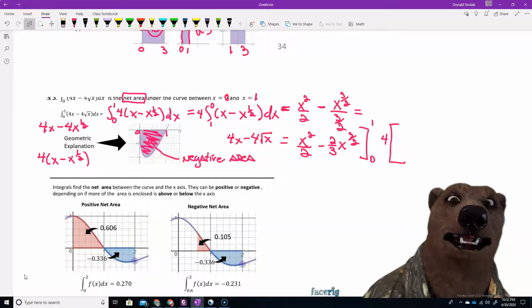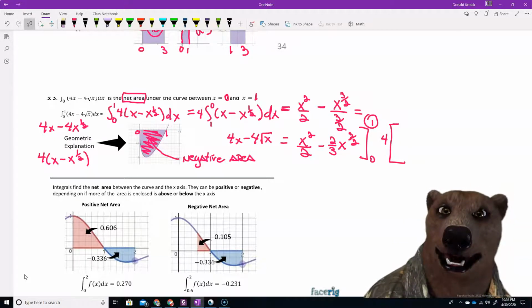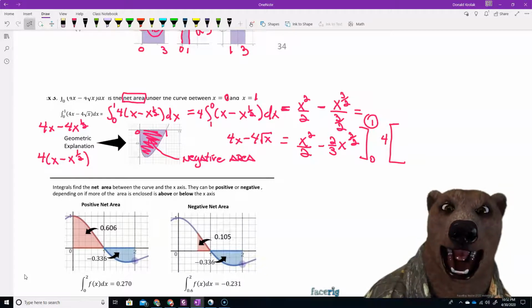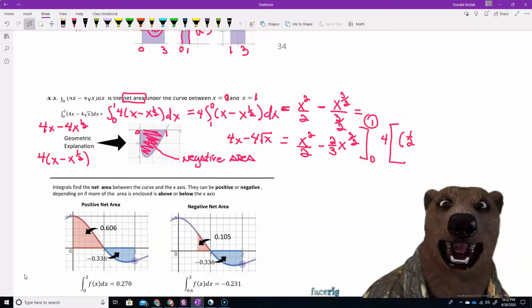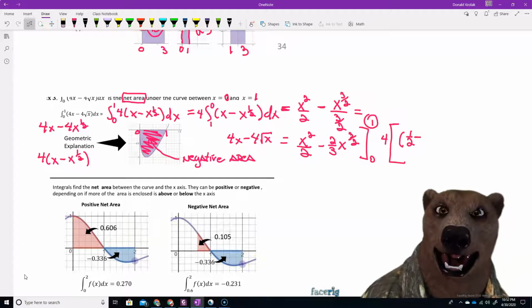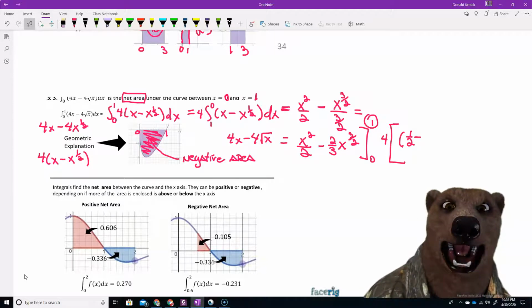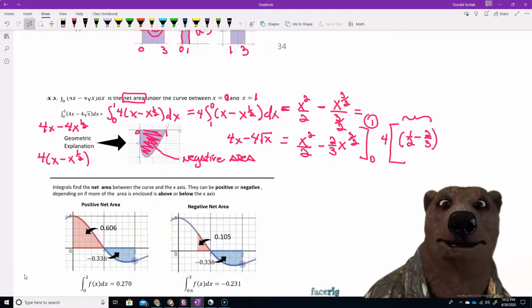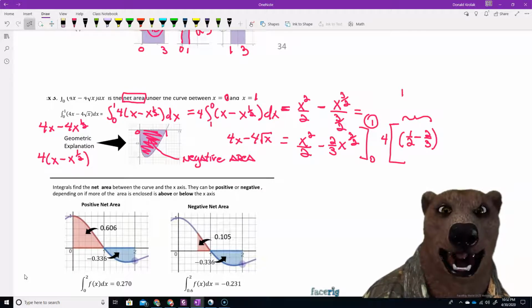All right, so I start by plugging in my upper bound. I'm going to have 1 squared over 2, which is 1/2, minus 2/3 times 1 to the 3/2, which is just 1. So that's 1/2 minus 2/3. Okay, so that's substituting the 1 in. All I did was this.